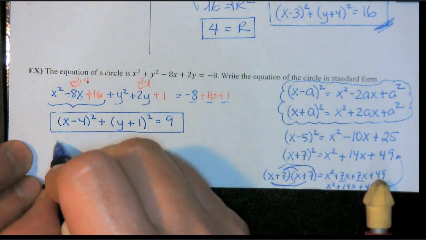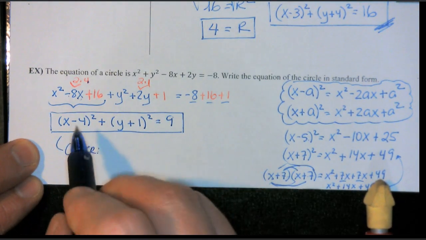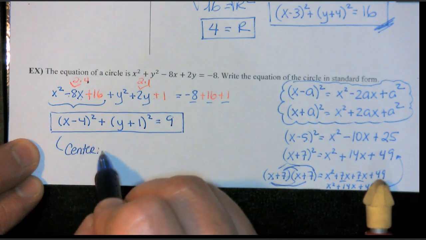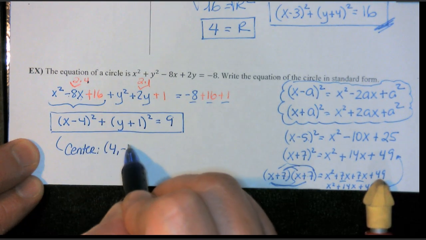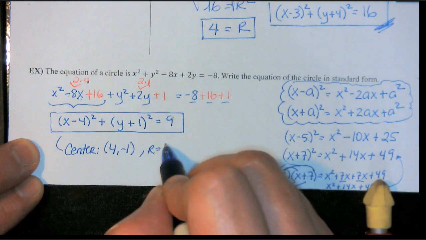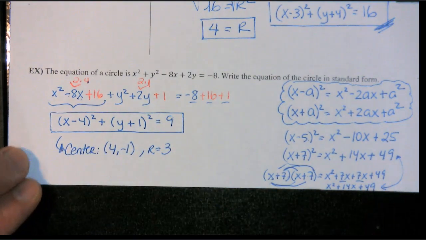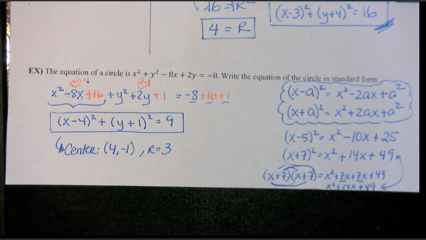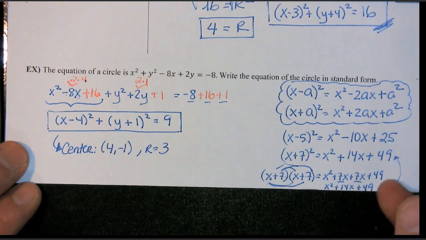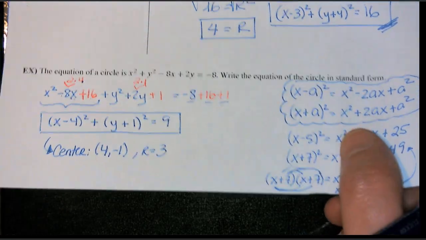In fact, I know that the center will be, remember, you take this number and change the sign, so it'll be (4, -1). And the radius is the square root of that, which is 3. So there we go. Let's go to the back side and try another problem similar to this to solidify what we just learned.